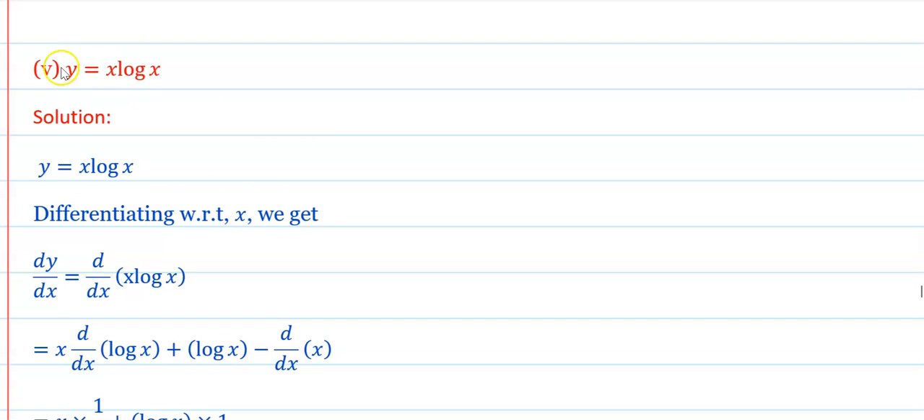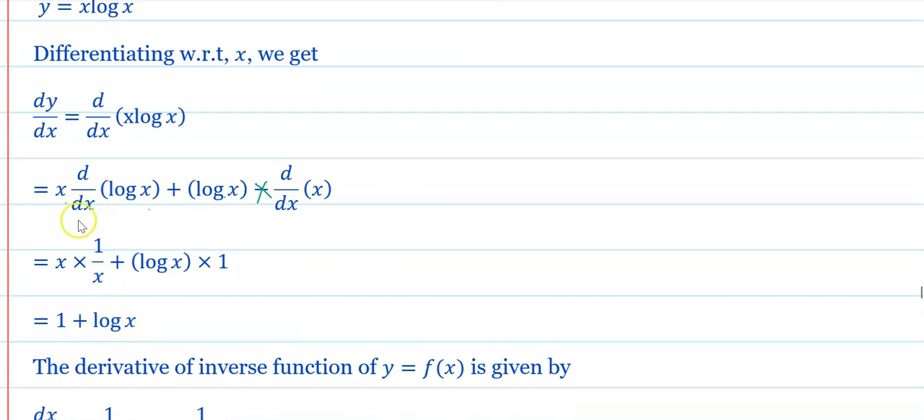Now question number 5, again y is equals to x log x. Differentiate with respect to x: x as it is into the derivative of log of x, plus log of x into d by dx of x. The derivative of log of x is 1 upon x, so x into 1 upon x plus log of x into the derivative of x, which is 1. On simplification, x gets cancelled, you will get 1, plus log of x into 1, that is log x.